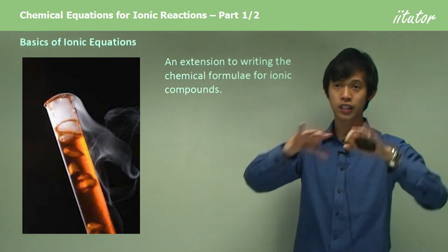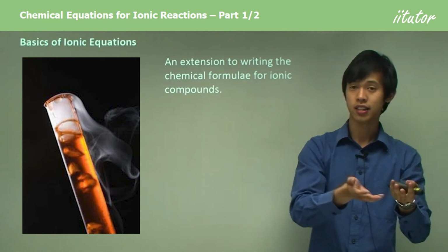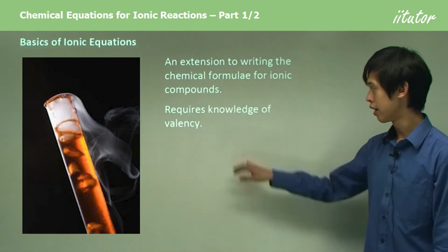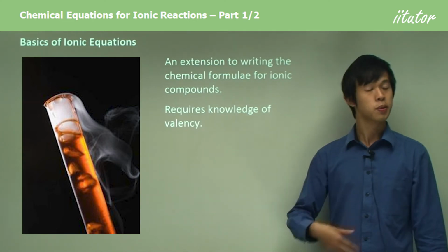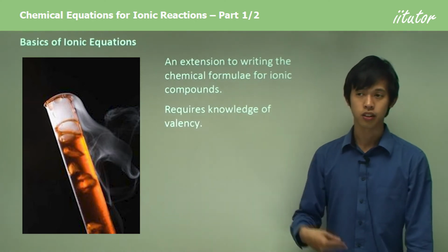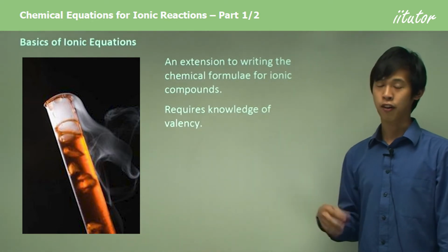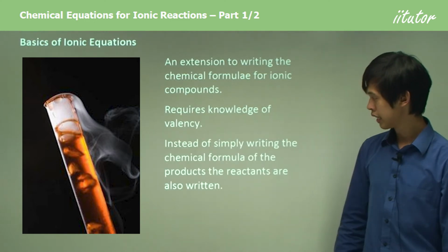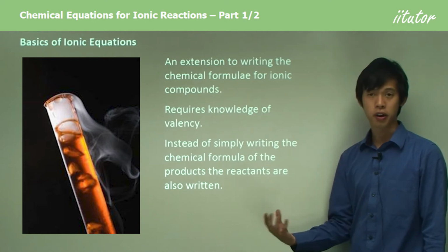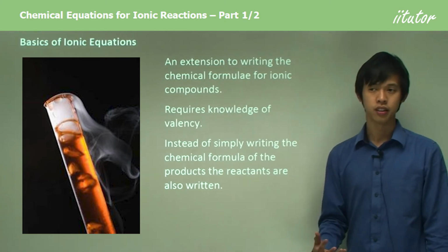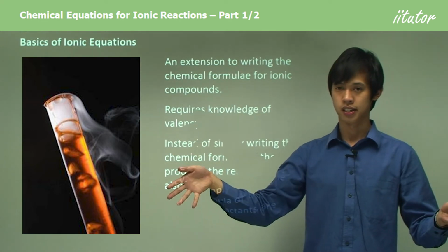So now we're going to fill in that gap of knowledge by writing an equation to represent where this final product actually came from. Again, it requires a really good knowledge of valency. If you don't know valency really well, your life will be much more difficult when you study chemistry. So it's a really good idea to know your valencies really well, or at least know how to find them on your periodic table. So unlike chemical formulae, instead of writing just the chemical formula of the product, the reactants are also written in to show you the process of how you go from A plus B to C.